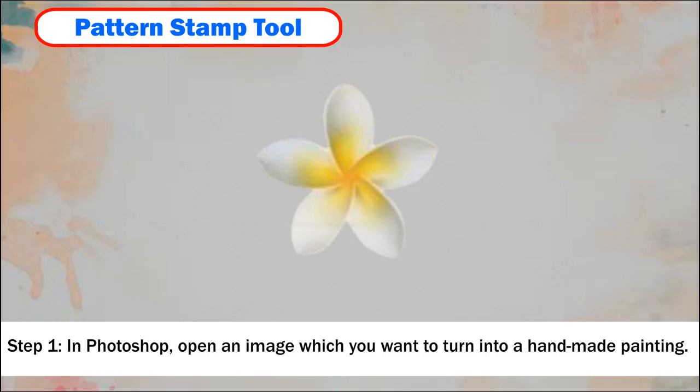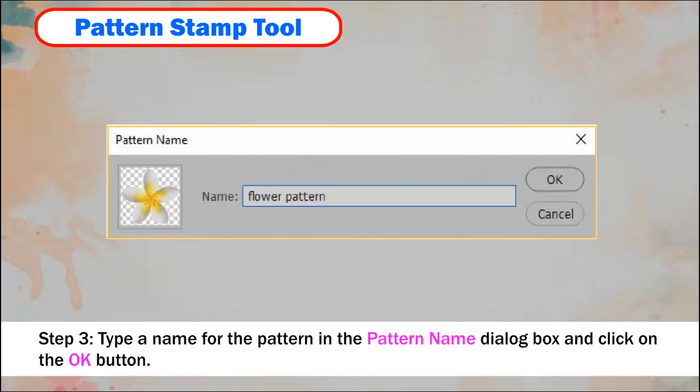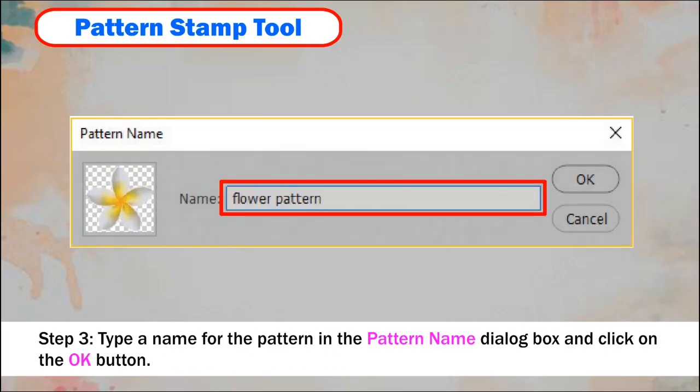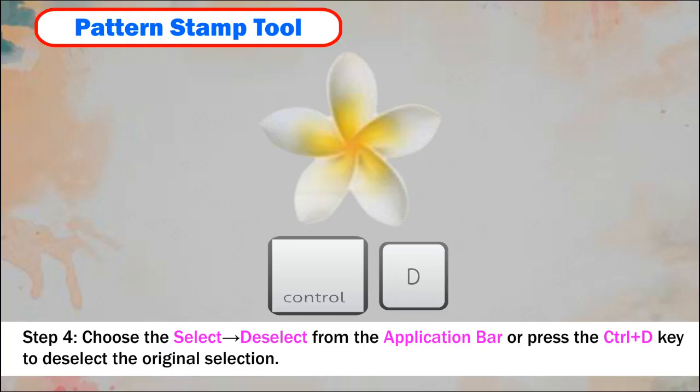Step 1. In Photoshop, open an image which you want to turn into a handmade painting. Step 2. Click on the Edit Define Pattern option from the application bar. The Pattern Name dialog box will open. Step 3. Type a name for the pattern in the Pattern Name dialog box and click on the OK button. Step 4. Choose the Select Deselect from the application bar or press the Ctrl+D key to deselect the original select.